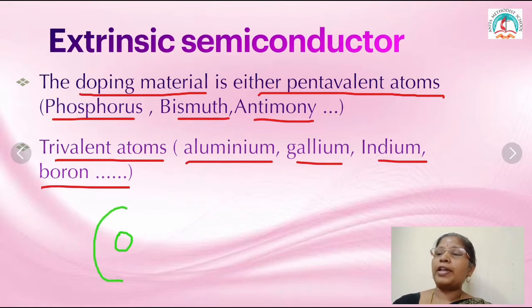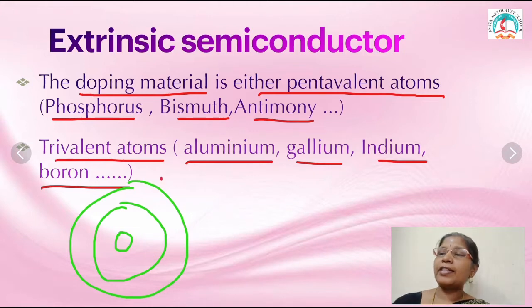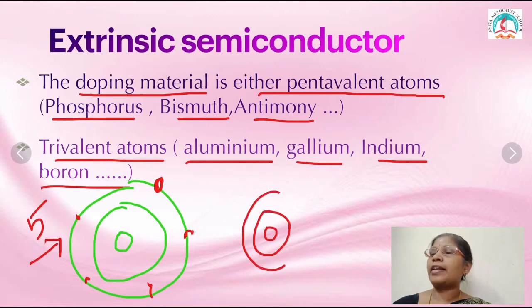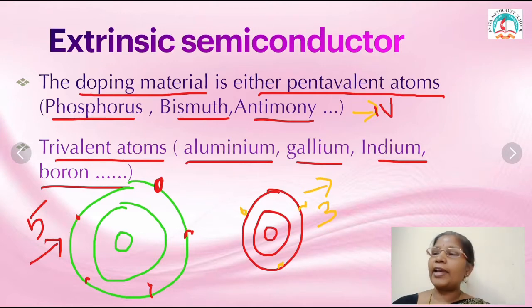Now this is a nucleus. The electrons are revolving around the nucleus in the shells. In the outermost shell, on the valence band side, if 5 valence electrons are there, that is called a pentavalent atom. So this is a nucleus, the K shell, L shell, and it goes on like this. If the outermost valence electron count is 3, that is a trivalent atom. So when you add pentavalent, you will get n-type semiconductor. When you add trivalent, you will get p-type semiconductor.